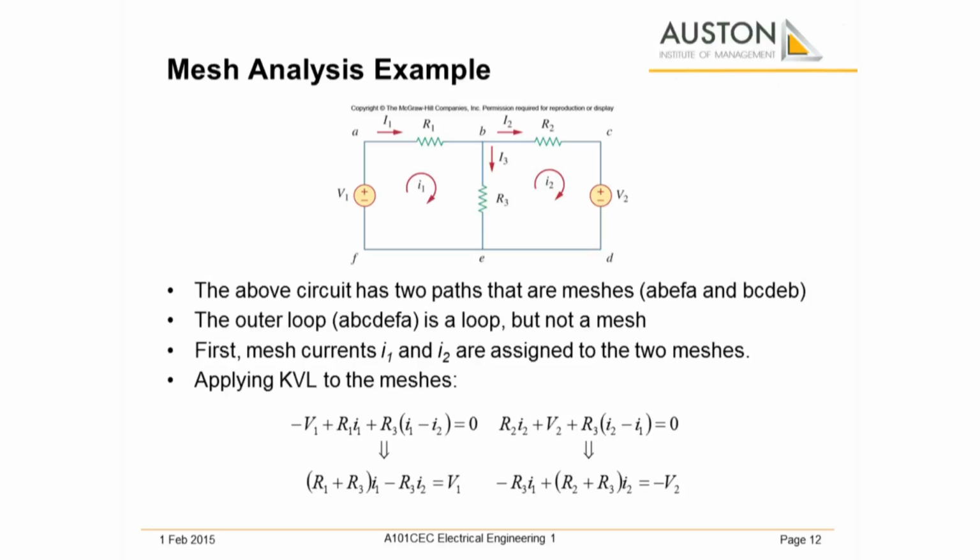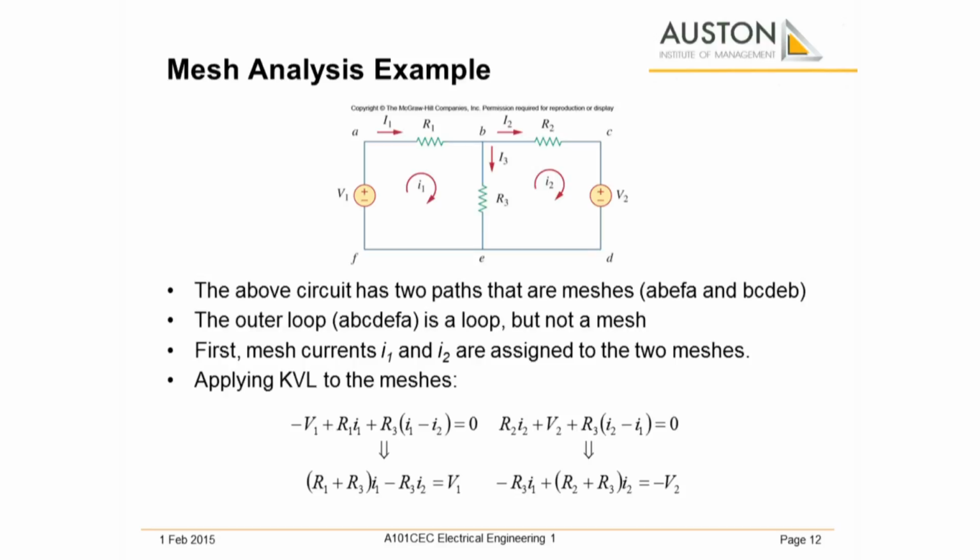Following the same method as we have done in mesh 1, the equation that we can derive in mesh 2 will be R2 multiplied by the current I2 plus V2 plus R3 multiplied by the quantity I2 minus I1, and this will be equal to 0.